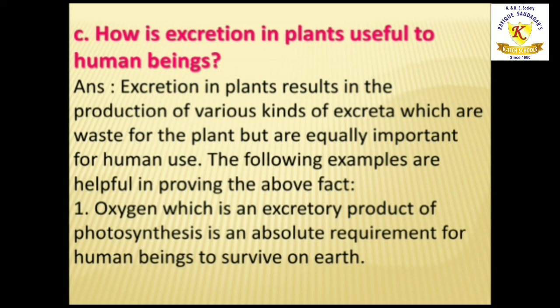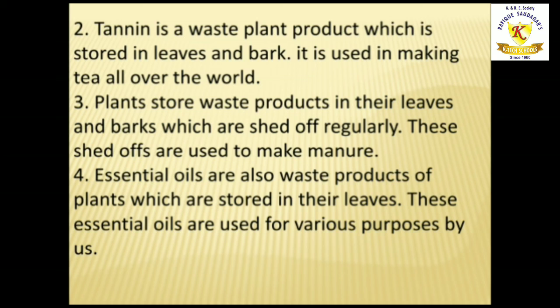Next question is, how is excretion in plants useful to human beings? Answer, excretion in plants results in the production of various kinds of excreta which are the waste for the plant but are equally important for human use. The following examples are helpful in providing the above fact. First, oxygen, which is an excretory product of photosynthesis, is an absolute requirement for human beings to survive on the earth. Isn't it, children?